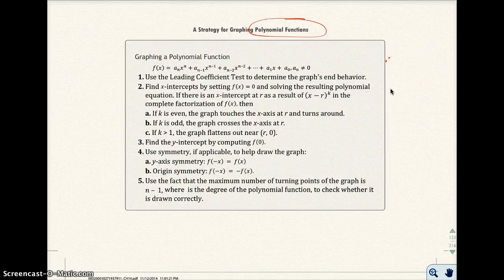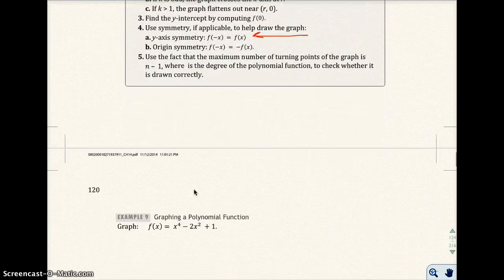And generally, we're going to see the y-axis symmetry. We don't hardly ever see the origin symmetry. And then we use the fact that the maximum number of turning points of the graph is n minus 1, where n is the degree of the function, just to make sure that your graph is drawn correctly.